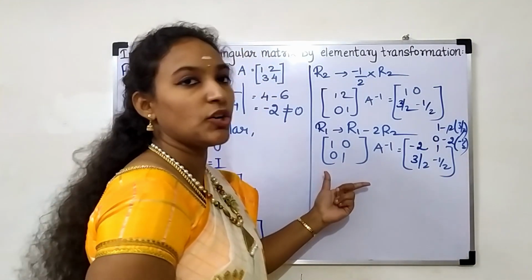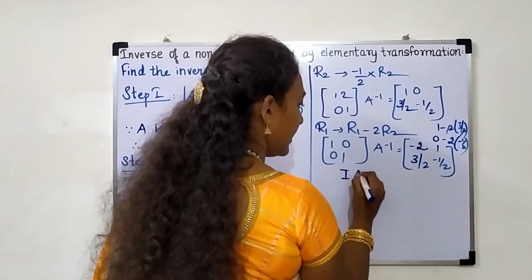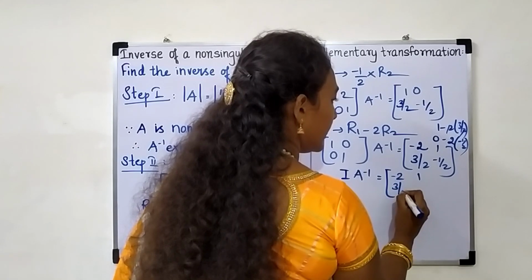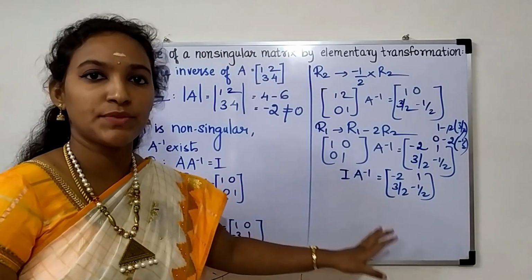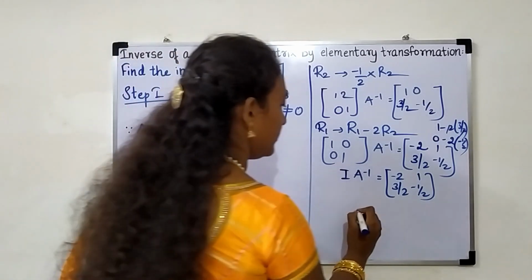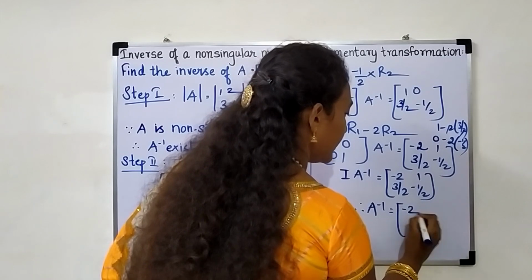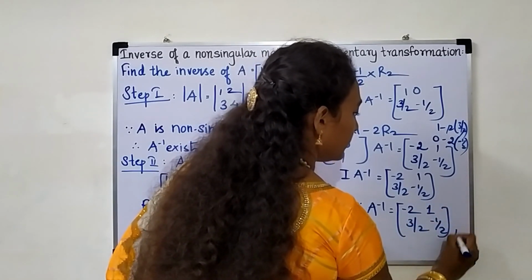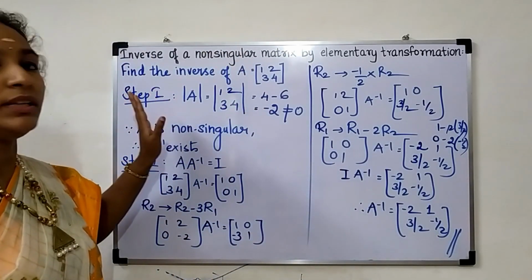Now we have to get rid of this 1 0 0 1, which is nothing but I. A inverse is equal to minus 2, 1, 3 by 2, minus 1 by 2. I multiplied with A inverse will give you A inverse itself. Therefore, A inverse is equal to minus 2, 3 by 2, 1, minus 1 by 2. Okay, this is your A inverse for your given question.